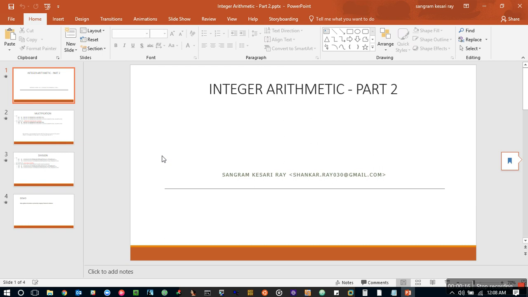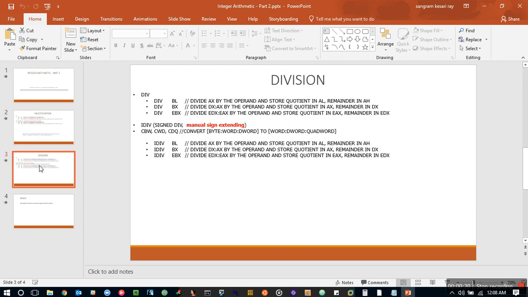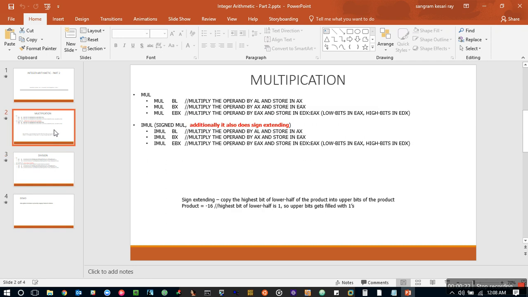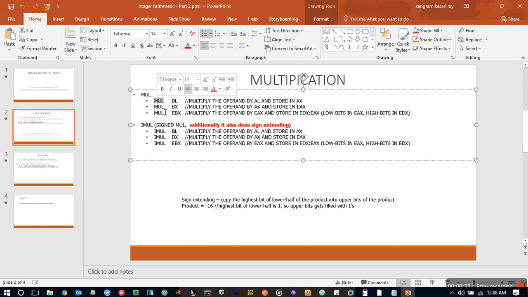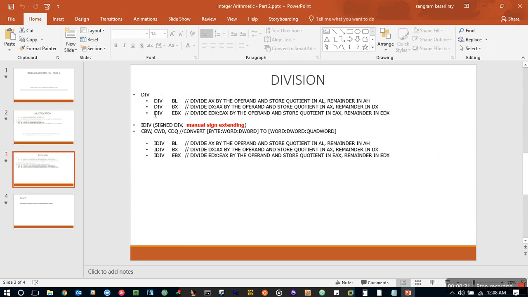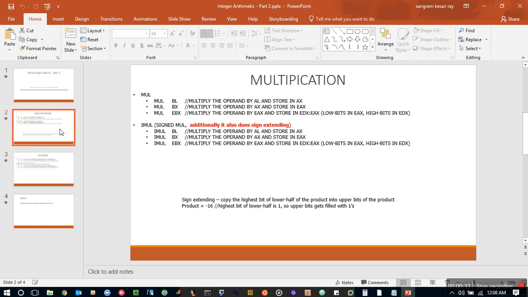Arithmetic, integer arithmetic, this is part 2, and in this we'll talk about multiplication and division. There are 4 types of instructions here. Multiplication we do by invoking the mul instruction, and for signed multiplication we use imul, and for division we have the same. So what happens is kind of tricky. I will show you the demo also and I will explain that, so I will get through the theory.